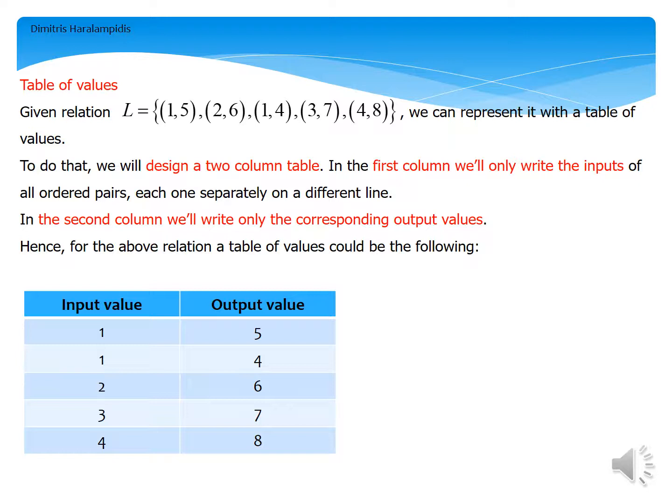Notice that we have a two-column table. We name the first column the input value column and the second column the output value column. In the first column, we put all inputs of the ordered pairs, which in our case are numbers 1, 1, 2, 3, and 4. And in the second column, we put all the output values of the ordered pairs, which in our case are numbers 5, 4, 6, 7, and 8.